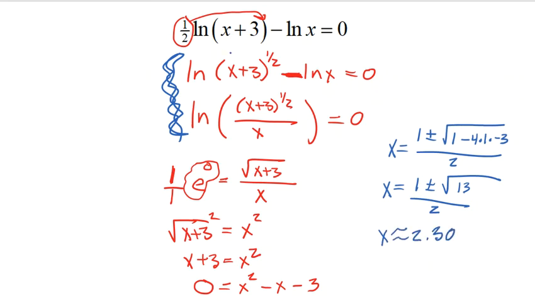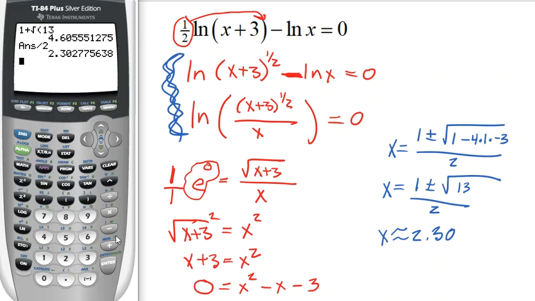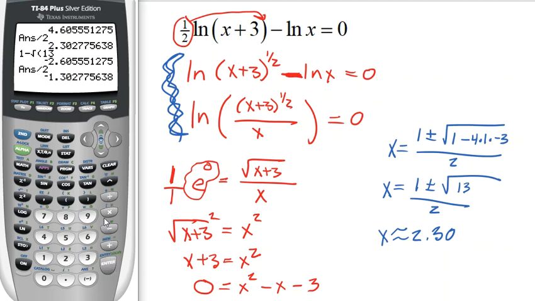I can plug 2.30 in, and 2.30 plus 3 is going to be a positive number. Natural log of 2.30, that works. But check this out. If I do the other solution, 1 minus the square root of 13, divided by 2, I'm going to get a negative. Can't do it. If I take negative 1.3 and plug it into this first natural log, negative 1.3 plus 3 will be a positive, so that works. But when you plug it in here, where it's just x, that's going to become the natural log of negative 1.3. Sorry, that doesn't work.